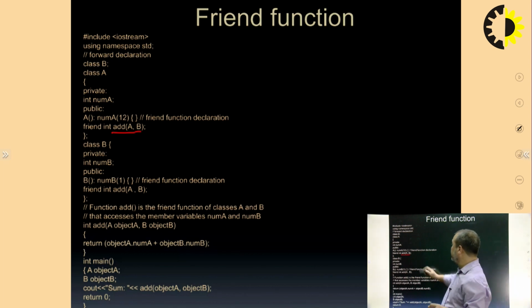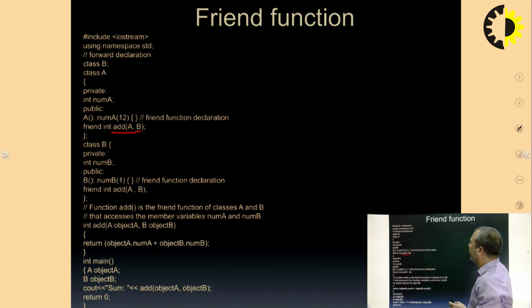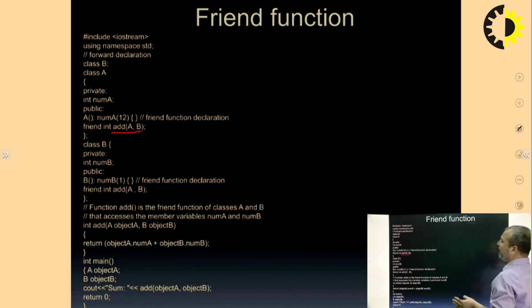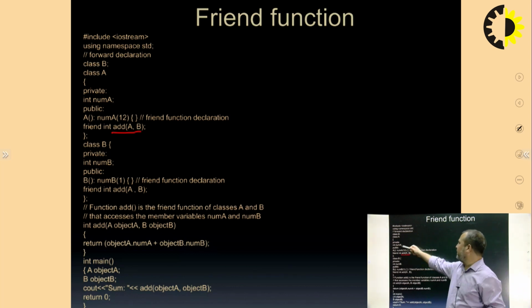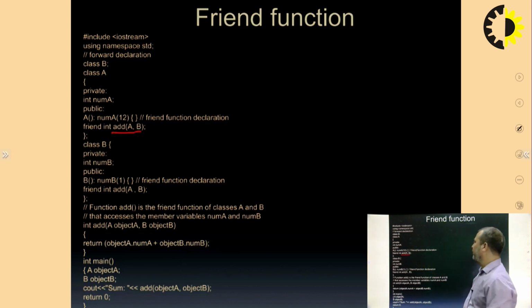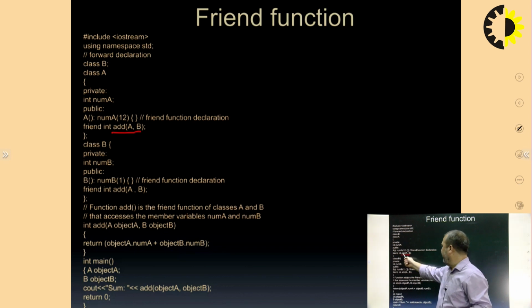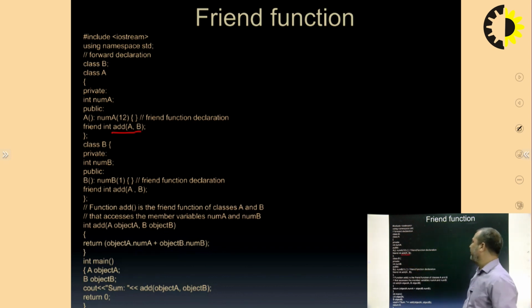Is this int num A? A is class A. So in a friend function, generally we pass the objects, or you can say the class. A is one class and B is some different class. This add function could be familiar with both the A and B class, because we have made the add function a friend function. So this friend function can access the members of class A as well as class B.